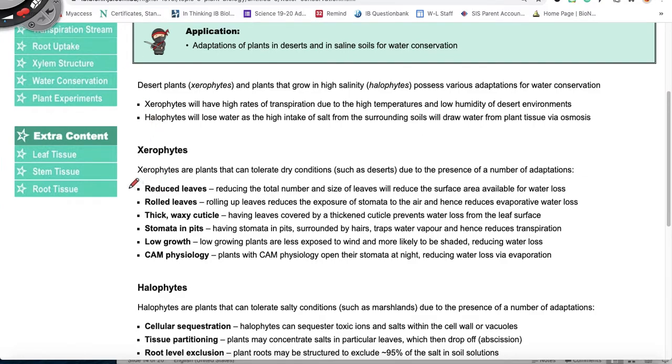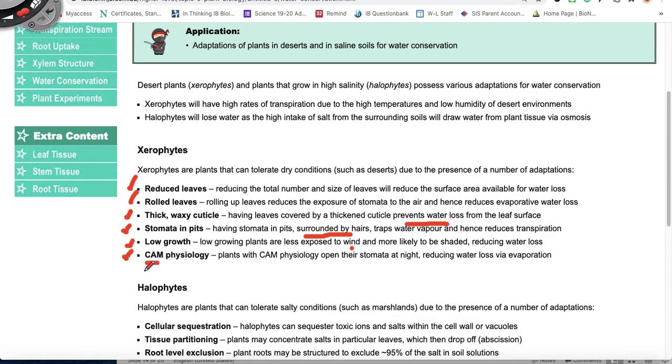All right, so let me move back here. Like we said previously, we also have adaptations like a thick waxy cuticle to prevent water loss from the leaf surface. Stomata in pits, which are surrounded by hair, and this hair traps water vapor and reduces transpiration. They have low growth, so they're low-growing plants, less exposed to the wind and more likely to be shaded, reducing water loss.